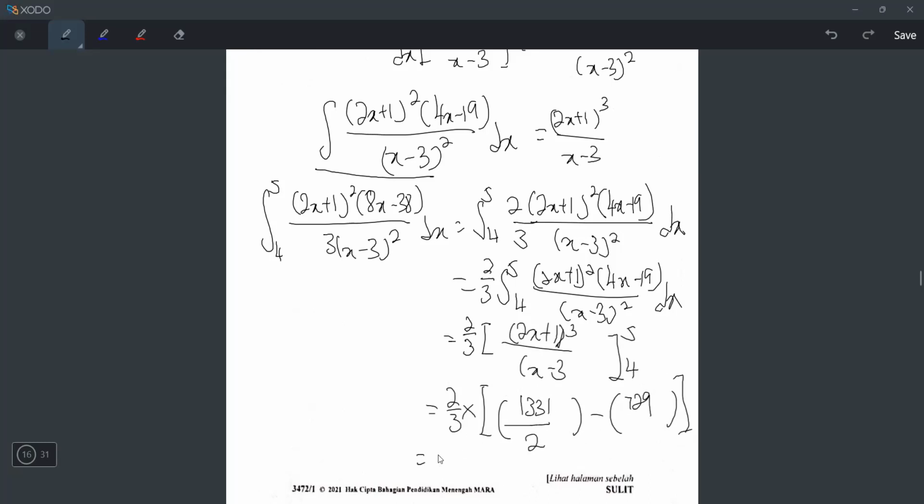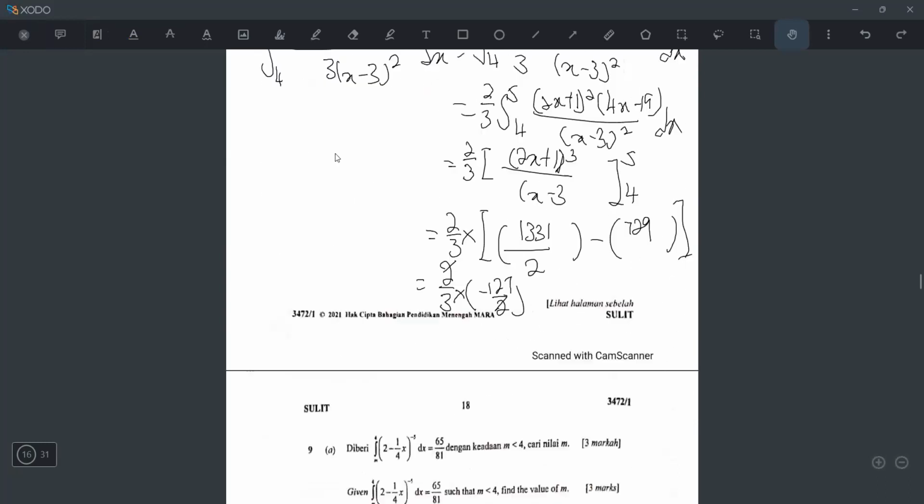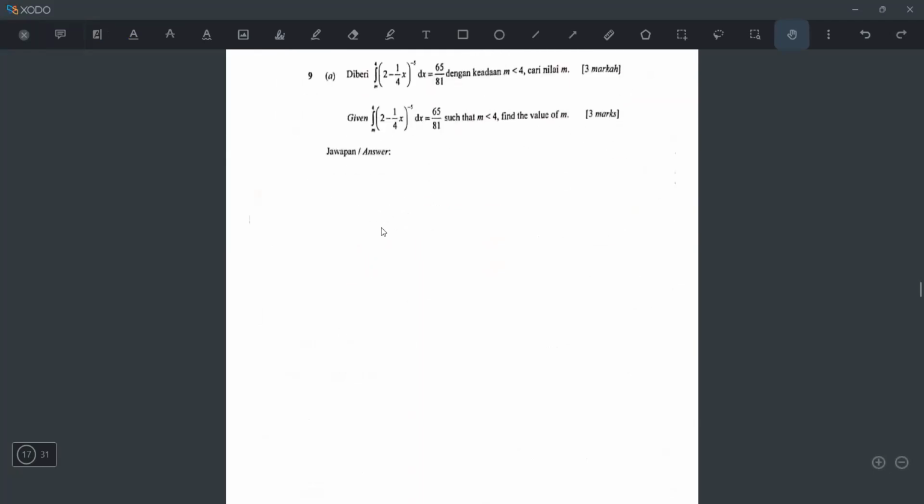So now you just circle the whole thing: 1331 over 2 minus 729, and then the answer times 2 over 3. Never mind, I use that. So I get negative 127 over 2, and the 2 and 2 I can cancel, so I am left with negative 127. That's the answer. I'm done with question 8.